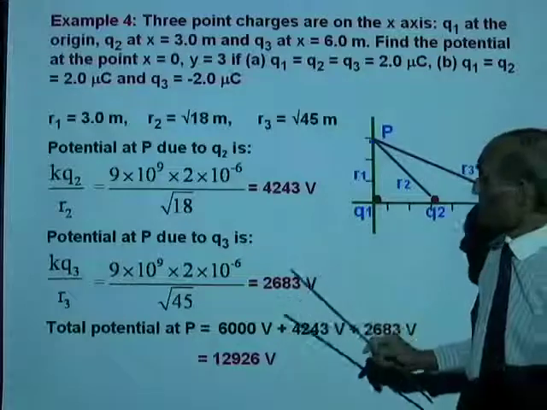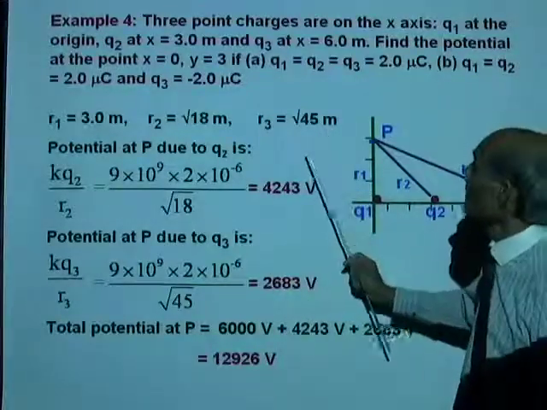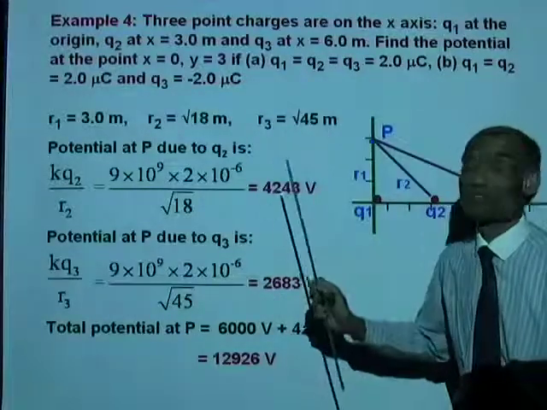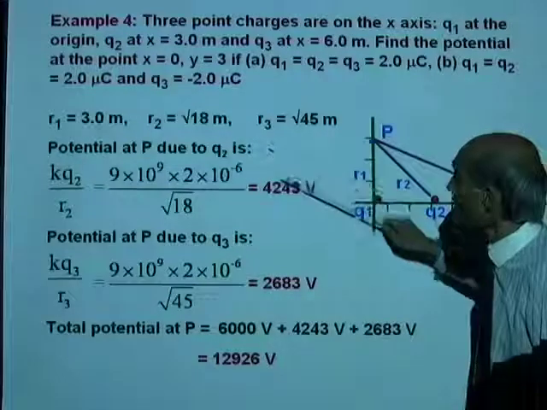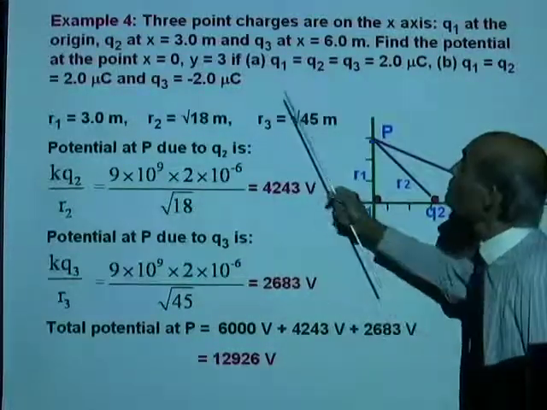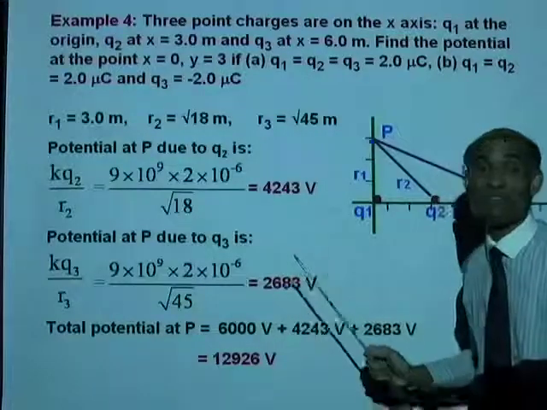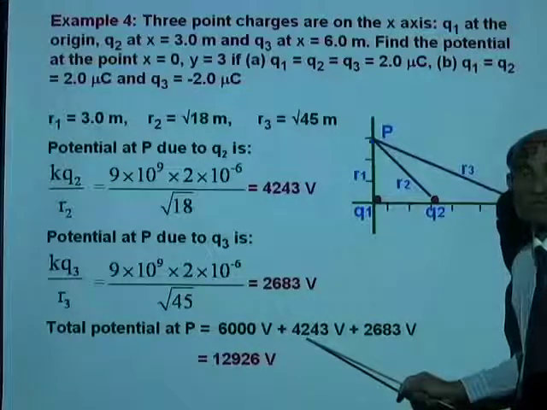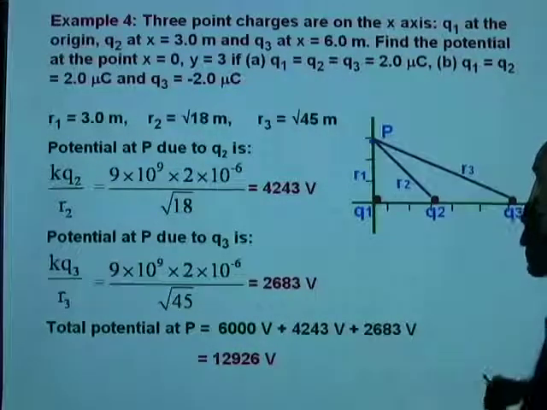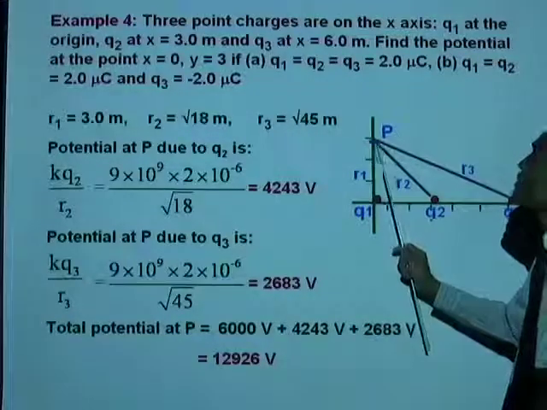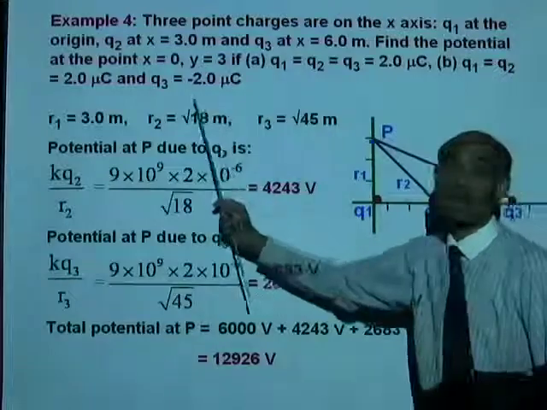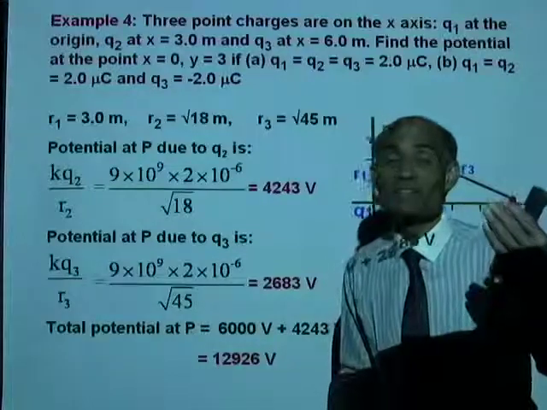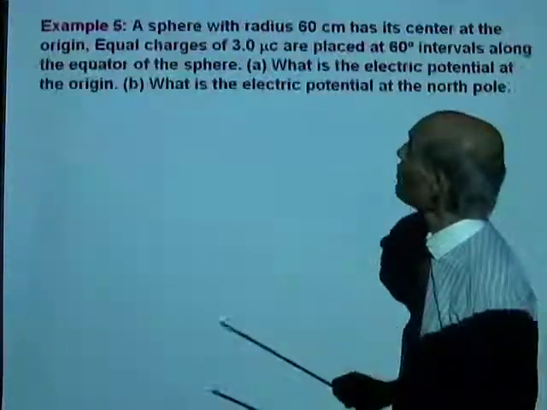So, what is the total potential? The potential due to Q1 and Q2 will be positive. So, you will add V1 plus V2 and the potential due to Q3 will be negative. So, the result there will be 6,000 plus 4,243 minus 2,683 will be the potential at P due to these three charges. When the charge is negative, the potential it produces will be negative. Alright, let's now go and do the other one.